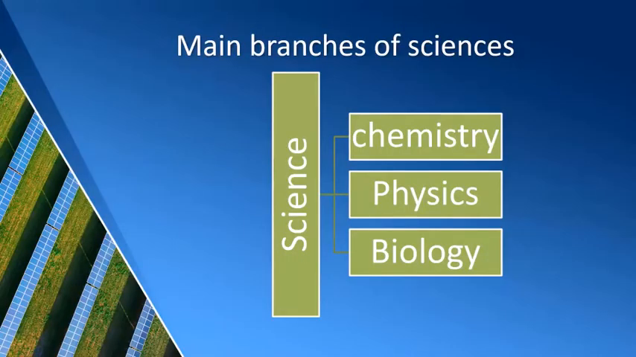What are the main branches of science? There are three main branches of science. They are chemistry, physics, and biology. Now let's learn about them in detail.